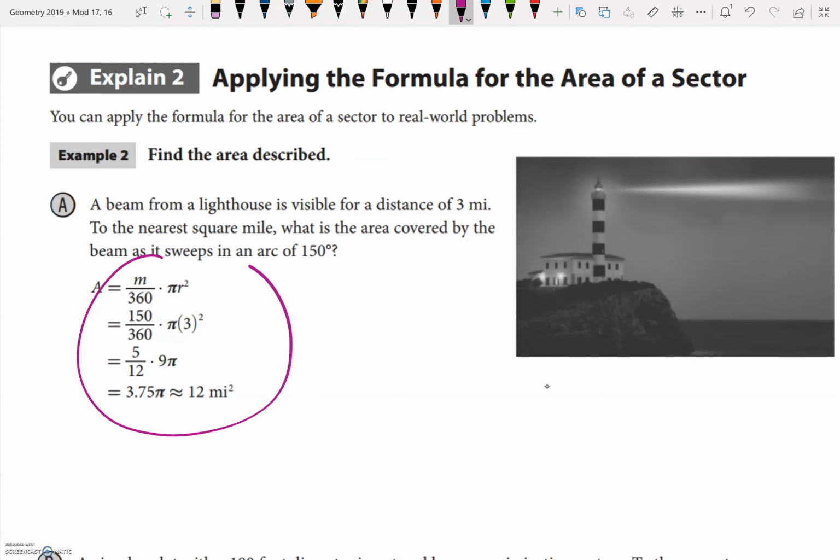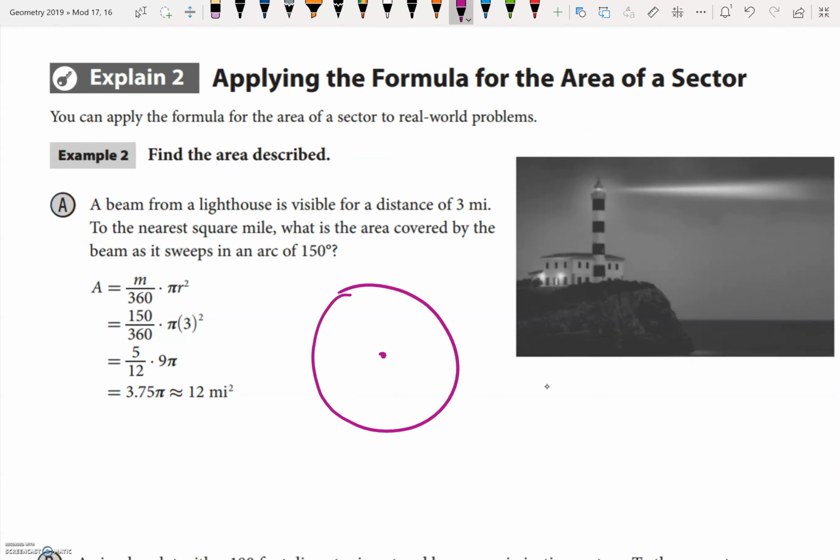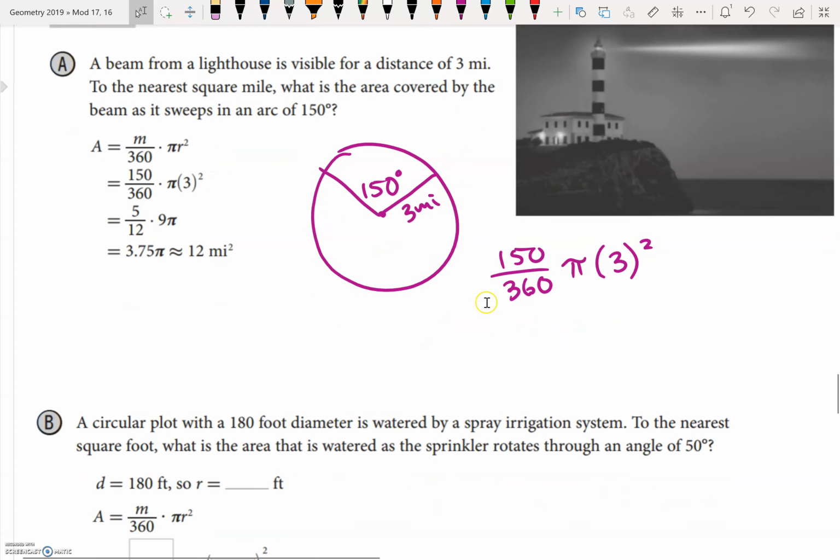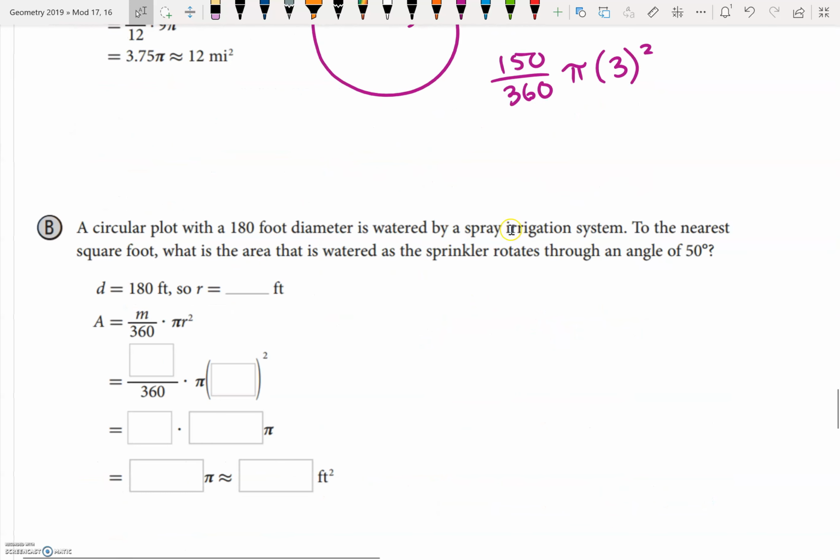So they already did the work for us, but I'm going to go ahead and draw the example here. So here's our lighthouse. We're going to put it in the center. Here is our distance of 3 miles, and it's going in an arc of 150 degrees. So 150 over 360 times pi times 3 squared, which is how they got 9 pi. So they simplified 150 over 360 to 5 over 12 to make the multiplication simpler.